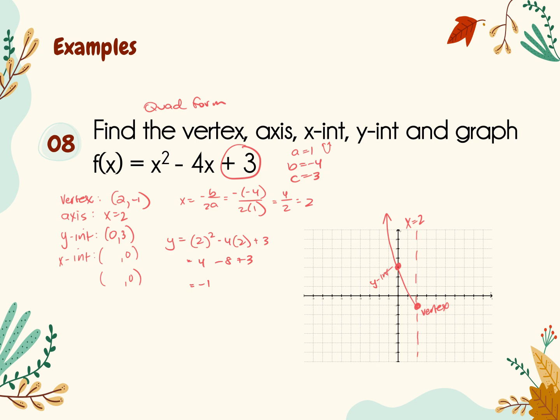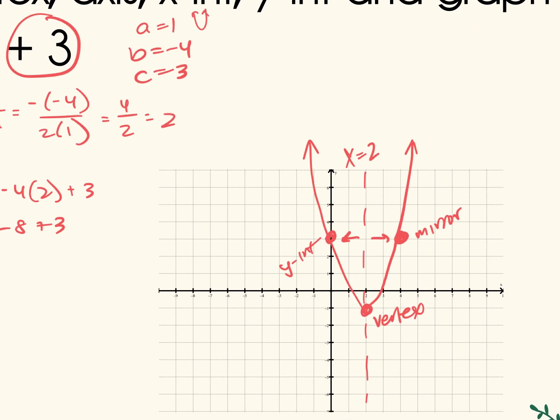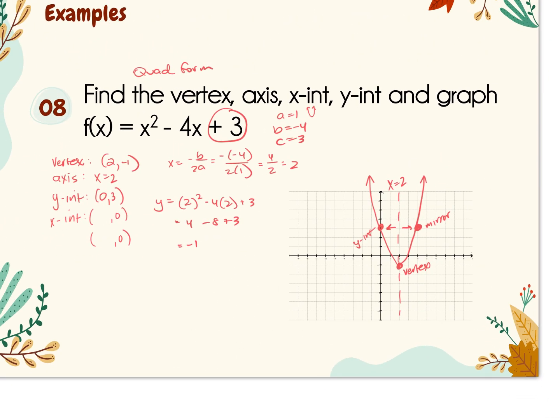Now, before I do that, let me mirror my graph. I know 2 units to the left, I'm there. So if I go 2 units to the right, I'm going to be there also at 3, and I'm going to do my graph. This is my mirror. So now this is perfectly graphed. But again, I want to make sure, am I going through the right spots on my intercepts? So let me just double check and make sure that those are accurate.